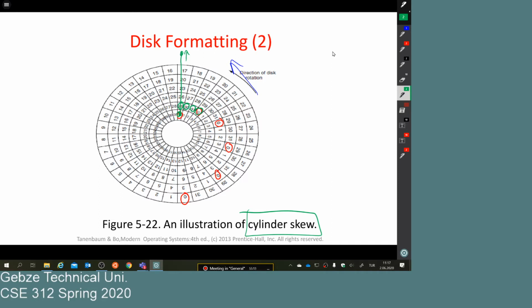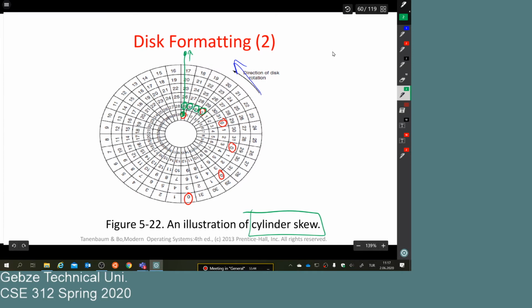Okay. So this is done in a way that when you are doing sequential reading, it considers the time that passes when you move your head from one track to the other track. I know that there will be some time passing, and to compensate that time, I format my disk in a skewed way, cylinder skewed way.